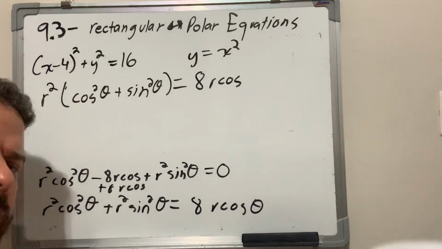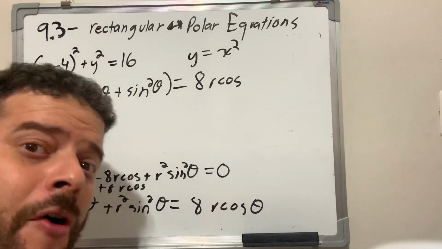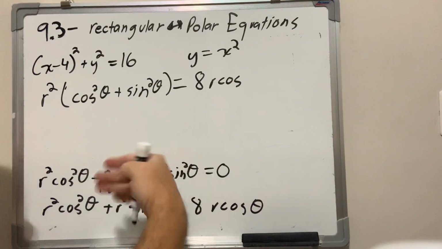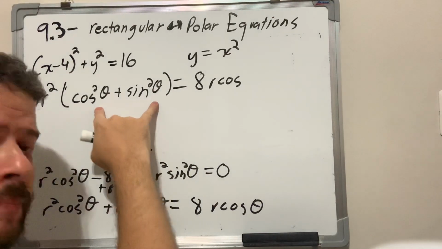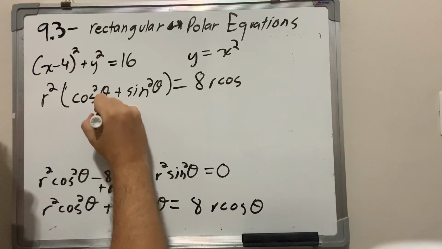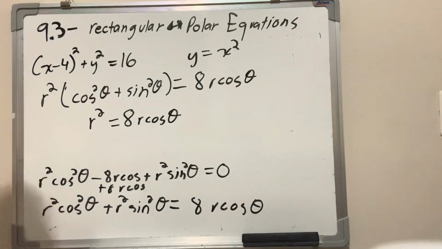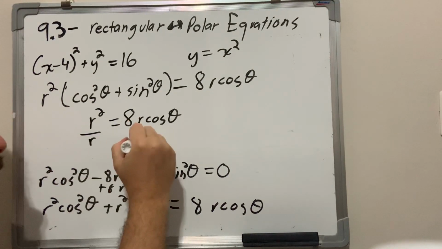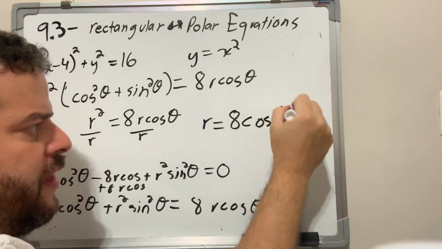And for the people who've already caught on, they know that this is a particular identity, a Pythagorean identity, that is equal to 1. That's why it's important to get rid of everything that isn't cosine squared or sine squared. Because now, since this is equal to 1, because it's a Pythagorean identity, I can get rid of it. What is r squared times 1? r squared equals 8r cosine theta. I forgot my theta here. And now all I have to do is divide both sides by r to simplify. And I'm left with r equals 8 cosine theta.